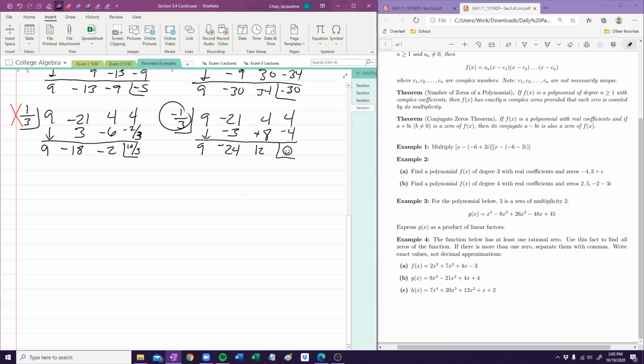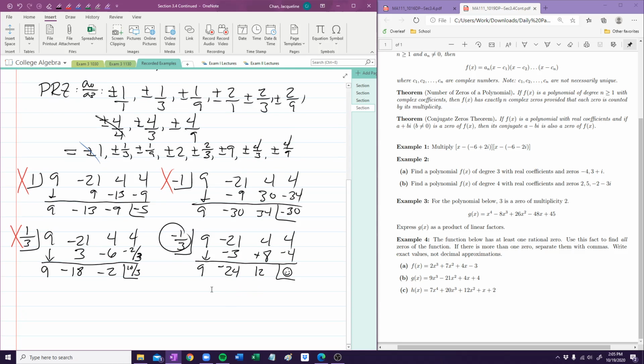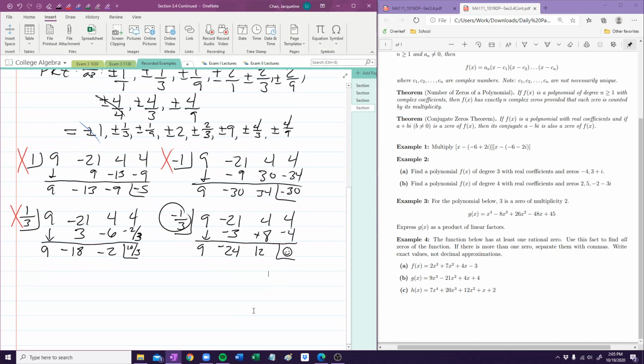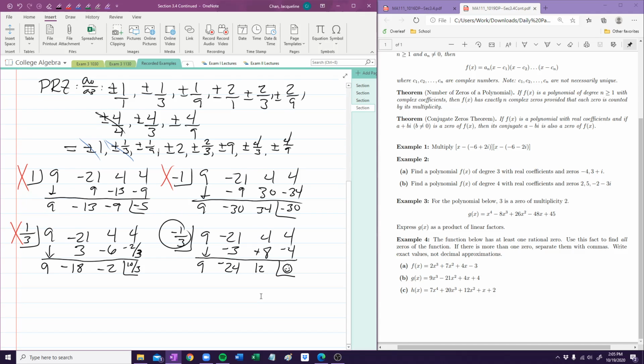9, -24, and 12. So again, normally when you get to the quadratic, so when you're left with 3 terms, we normally start factoring, like use what we know, but you could still use this to keep on going. It is up to you. All right, but I'm going to factor.